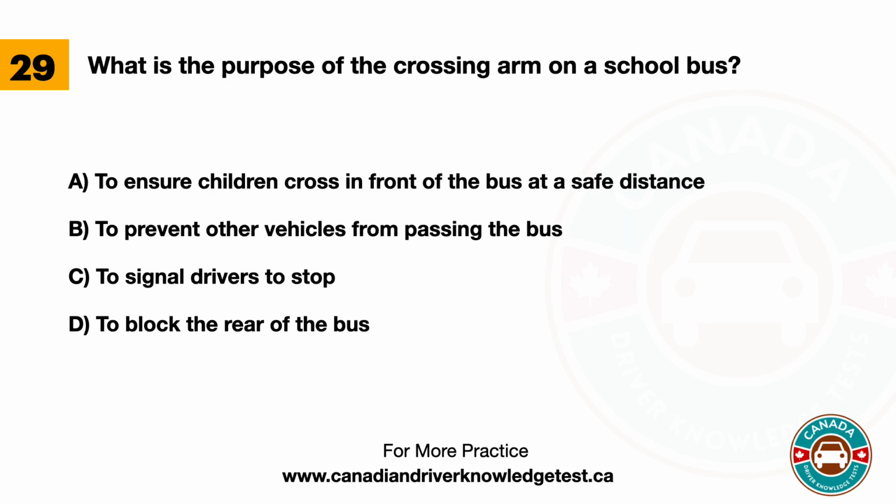Question 29. What is the purpose of the crossing arm on a school bus? A. To ensure children cross in front of the bus at a safe distance. B. To prevent other vehicles from passing the bus. C. To signal drivers to stop. D. To block the rear of the bus. The answer is A. To ensure children cross in front of the bus at a safe distance.